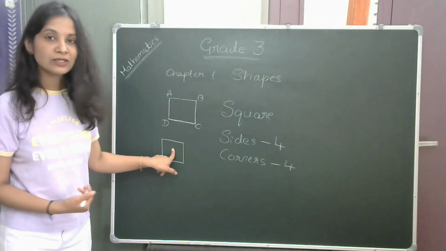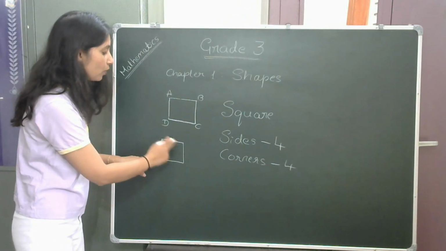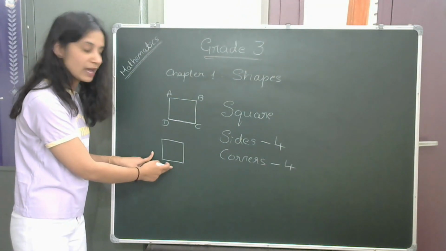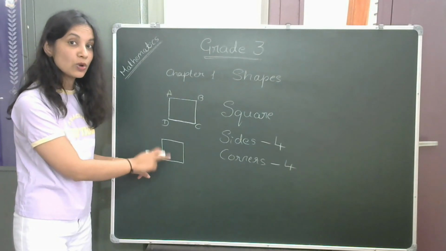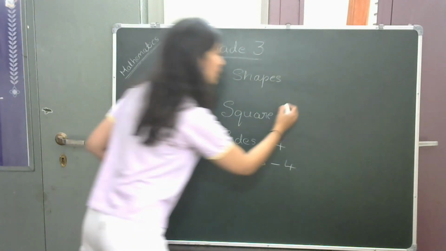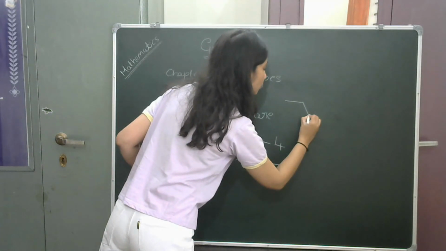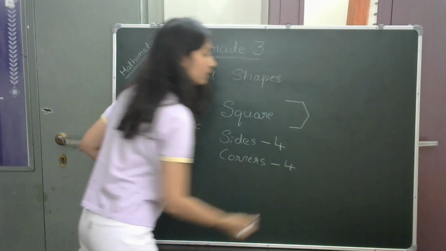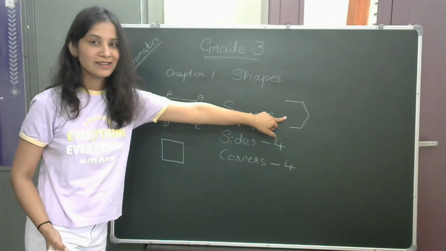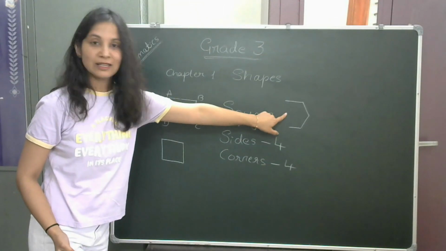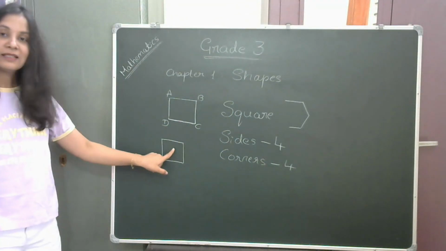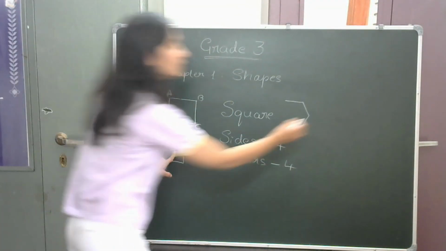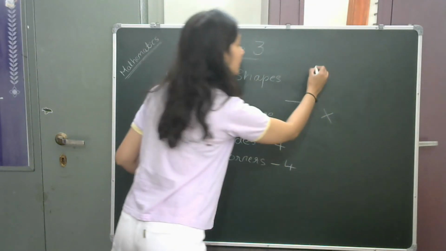So how will you draw the square? 4 straight lines, which is closed. You should get a closed figure, right? Can I draw like this? 1, 2, 3, 4. Is it a square? No, because it is not a closed figure, right? See, this is a square. This is not a square. Is this a square?